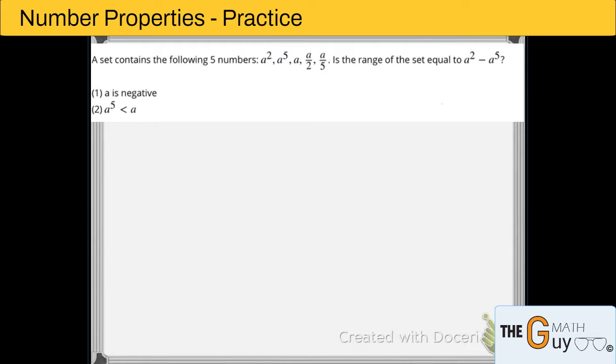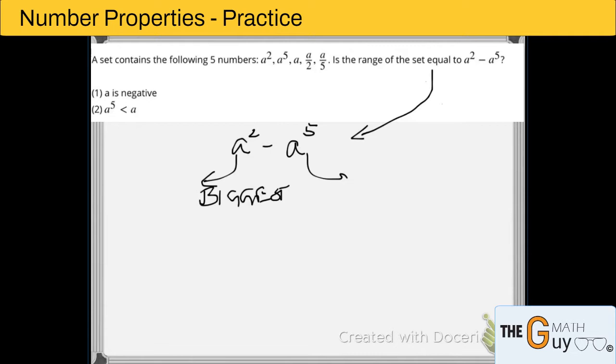The question is: is the range of the set equal to a square minus a to the power 5? First thing I'll do is ask, when will the range be a square minus a to the power 5? The range will be a square minus a to the power 5 when a square is the biggest and a to the power 5 is the smallest. Now, when can that happen?